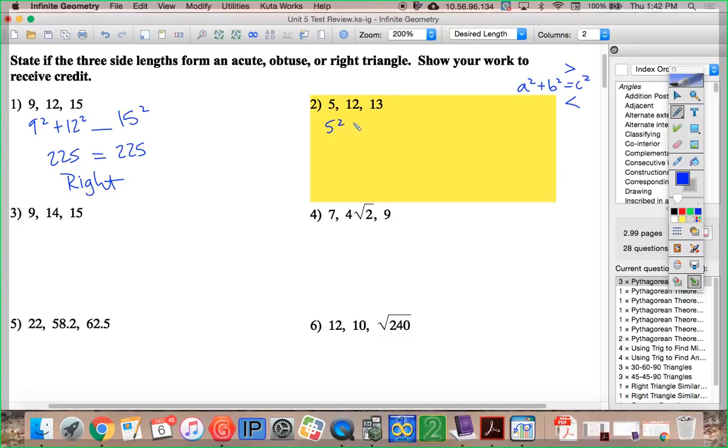We'll do 5 squared plus 12 squared, a blank, and 13 squared. I don't do equals because it doesn't always equal. It does on these first two though. If you type that in, you get 169. That's 169, so those are equal, and it's a right triangle.